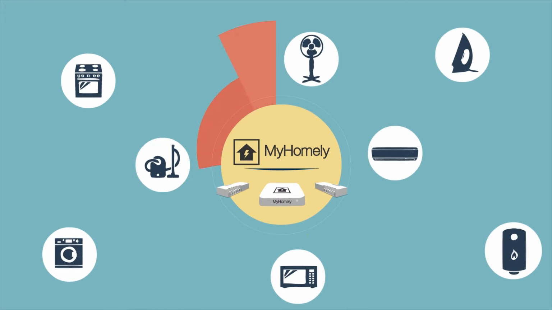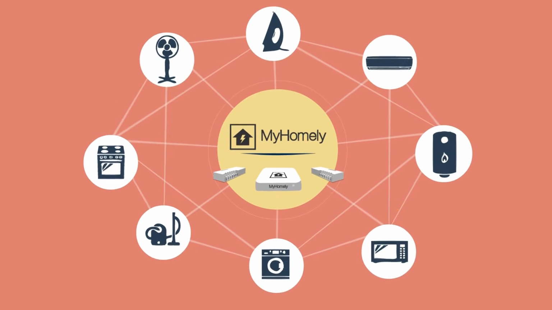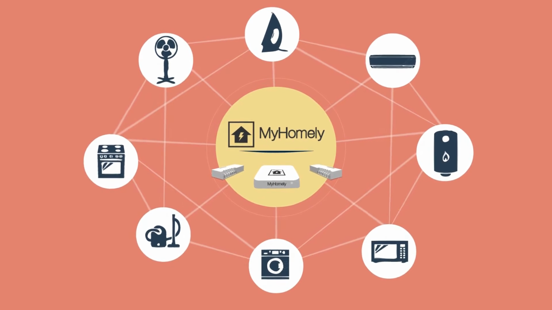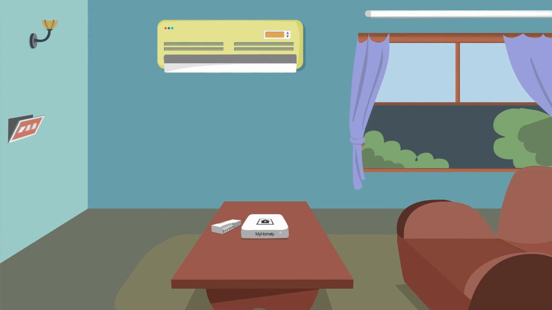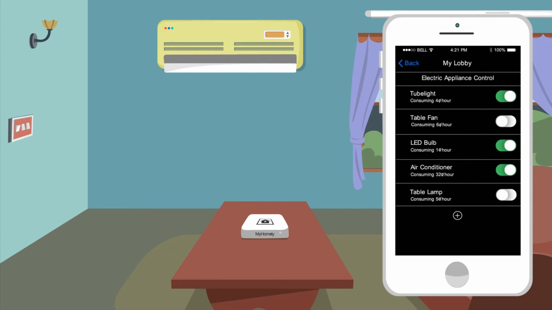Presenting MyHomely, a home energy management and automation system that integrates seamlessly with all your appliances. And while it works its magic in the background, what you get to see is a ton of savings. Our system lets you track usage-related expenses and lets you take steps to cut down on your spending.